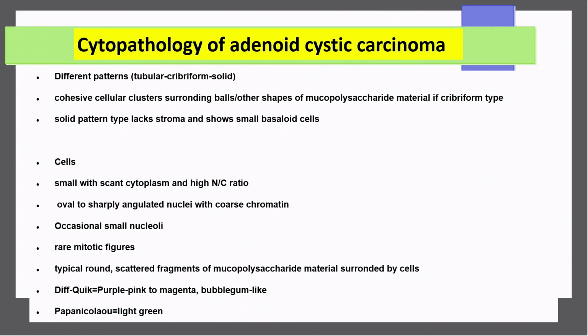In the cribriform, we have these basaloid cells surrounding this mucopolysaccharide component. The solid pattern is very tricky because we do not have the stromal component, and mostly it's a layer of basaloid cells with scant cytoplasm, high nuclear-cytoplasmic ratio, angulated nuclei. This is the thing that you have to consider. Small nucleoli, occasionally mitotic figures, and this mucopolysaccharide material is hyaline, pale, translucent, with this bubblegum appearance in the Diff-Quik or light green in Papanicolaou.